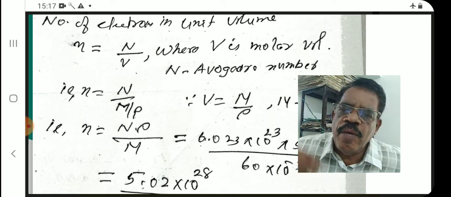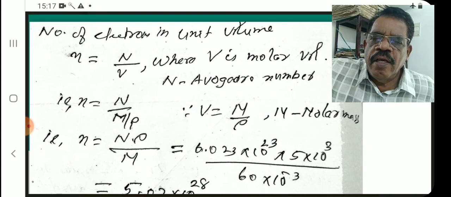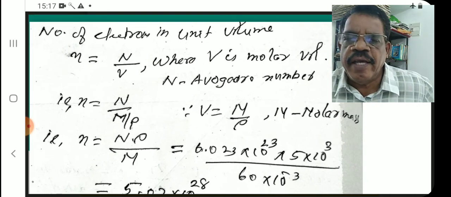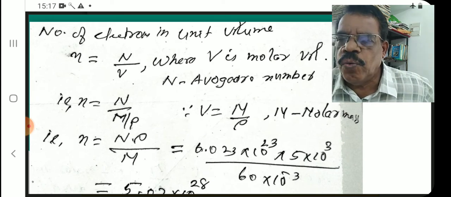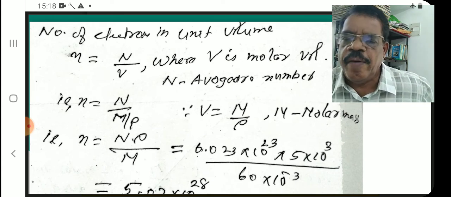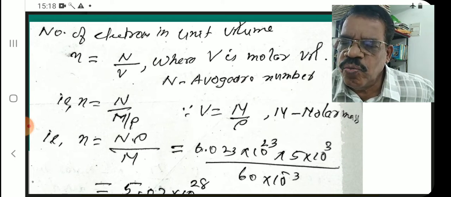And what is volume? Volume is mass by density. Here we have to take the molar mass, the gram molecular mass. So we put n is N by (m by rho). That is n is N rho by m. N rho by m. This formula is very important.